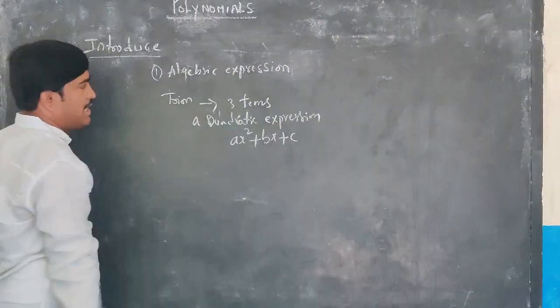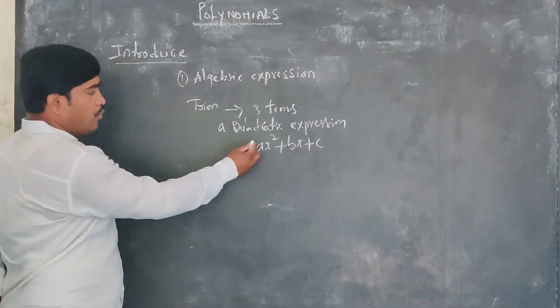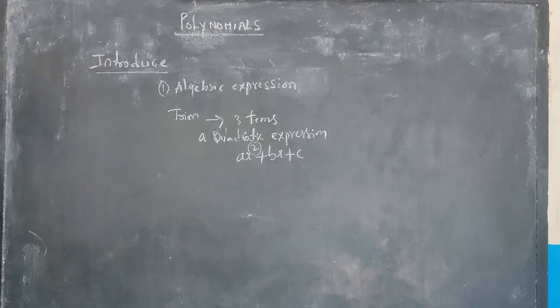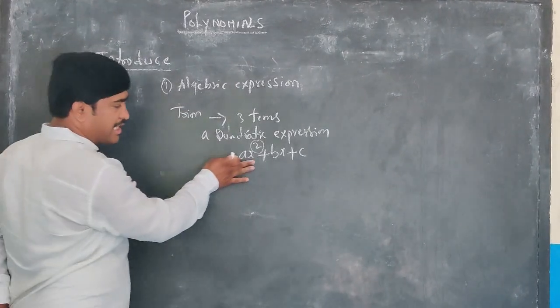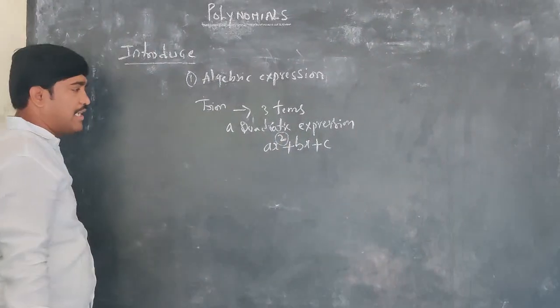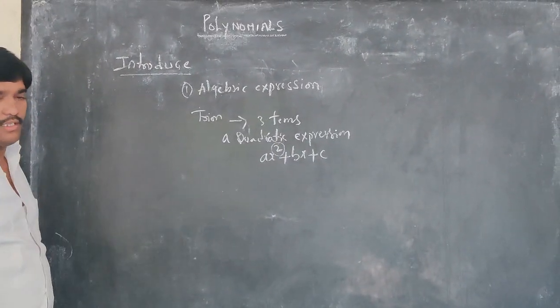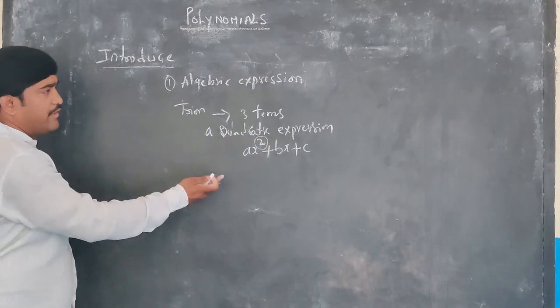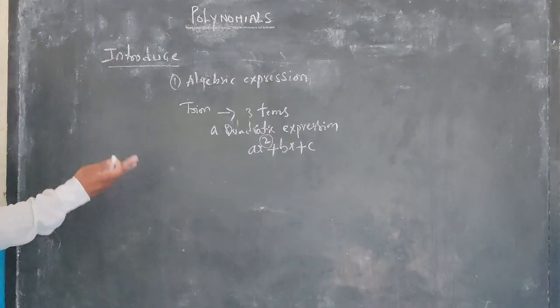Why do we say plus c? Now, why do we say quadratic? Because the highest power of the total expression is 2. When the highest power, or the degree of the expression, is 2, we say that it is a quadratic expression. In this chapter, we say quadratic polynomial.